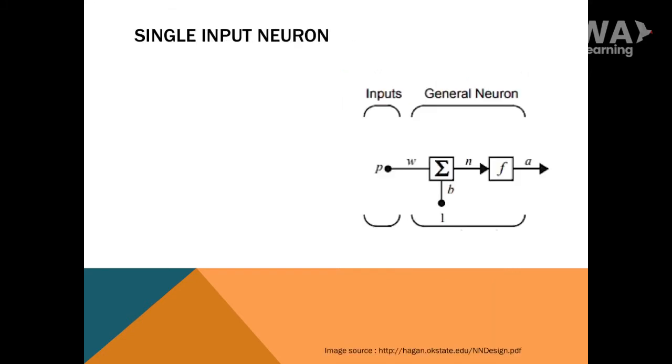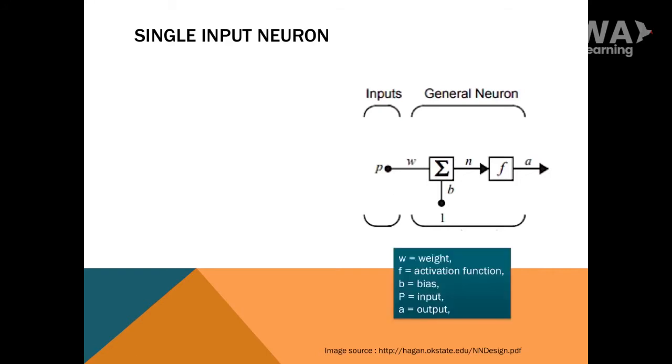First, we will talk about the architecture of artificial neural networks. An artificial neural network is made up of neurons. The picture shown on the screen right now is the simplest type of neuron, a single input neuron. This neuron has weight, denoted by letter W, bias, denoted by letter B, and activation function, denoted by letter F. This neuron receives an input denoted by letter P and generates output denoted by letter A.